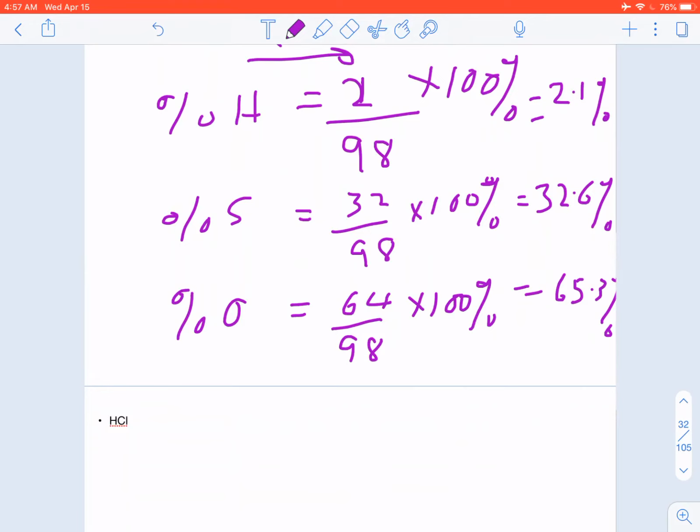Right, so in terms of sulfuric acid, 2.1% is hydrogen, 32.6% is sulfur, and 65.3% is oxygen, which also means if I've got a 100-gram sample over here, 2.1 grams is hydrogen, 32.6 is sulfur, and 65.3 grams is oxygen in there.